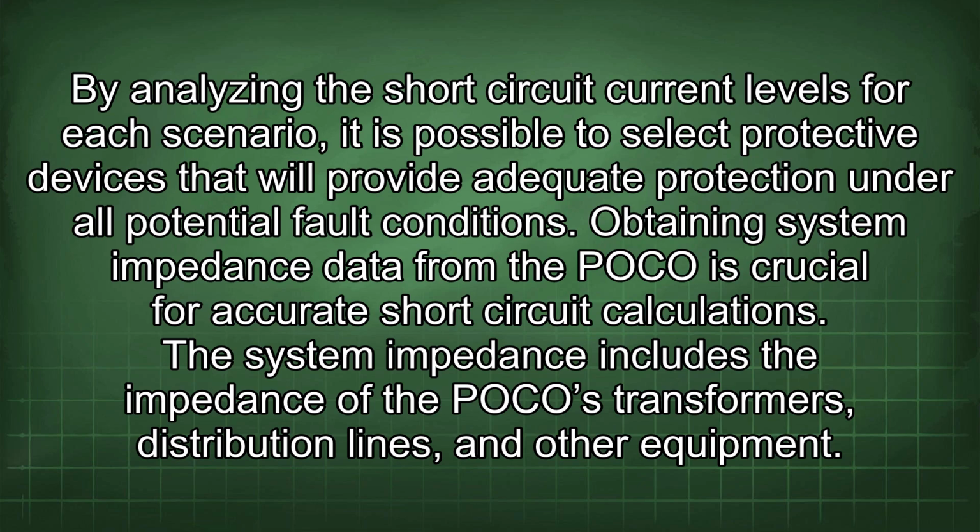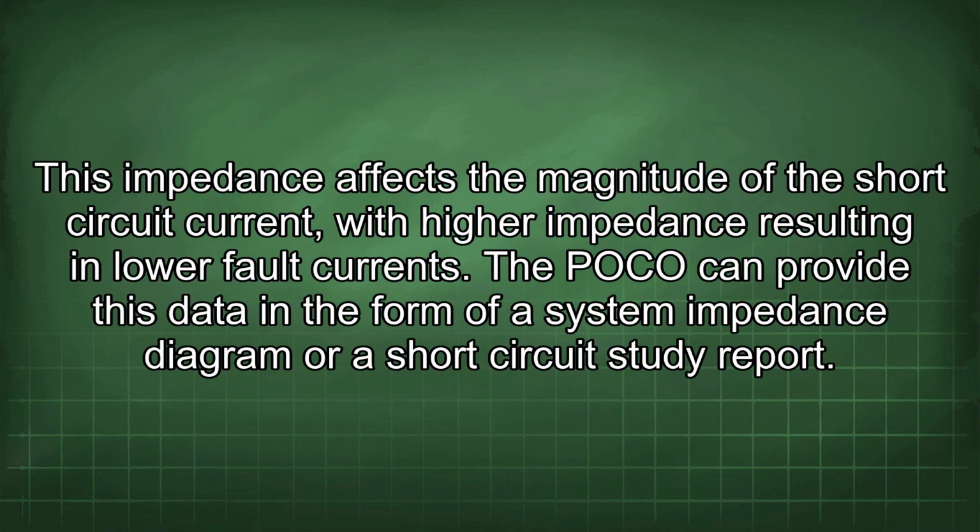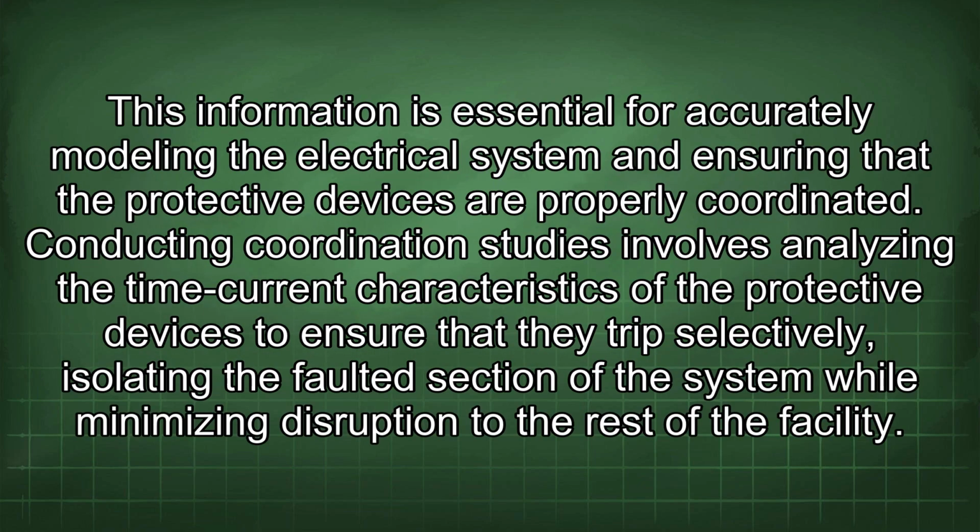Obtaining system impedance data from the POCO is crucial for accurate short-circuit calculations. The system impedance includes the impedance of the POCO's transformers, distribution lines, and other equipment. This impedance affects the magnitude of the short-circuit current, with higher impedance resulting in lower fault currents. The POCO can provide this data in the form of a system impedance diagram or a short-circuit study report. This information is essential for accurately modeling the electrical system and ensuring that the protective devices are properly coordinated.